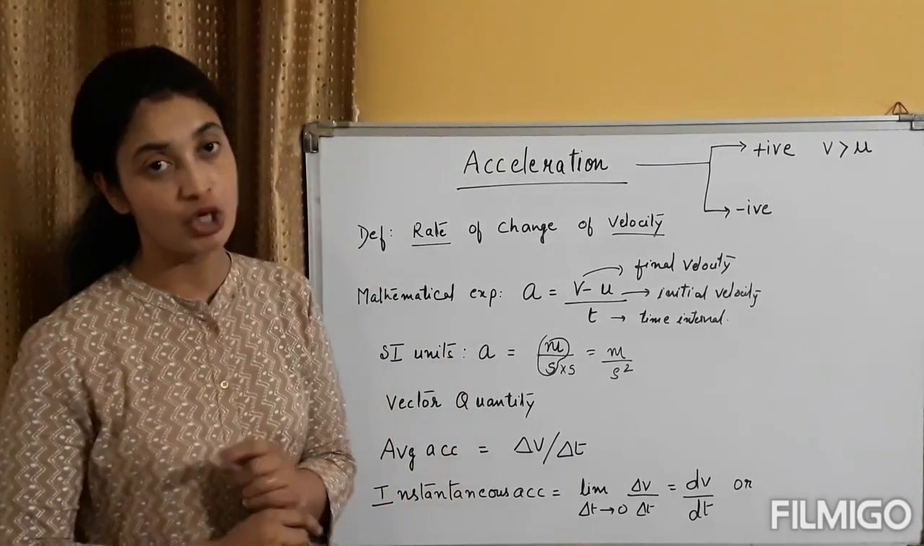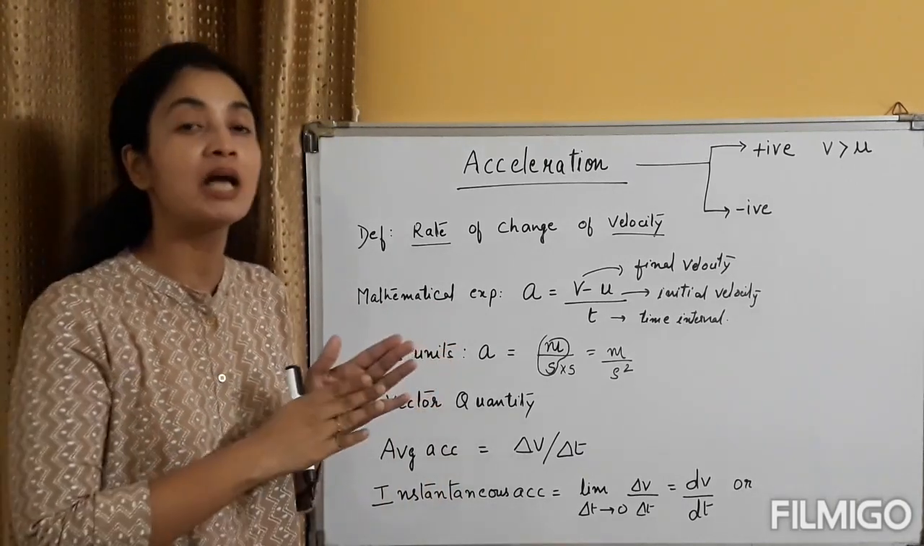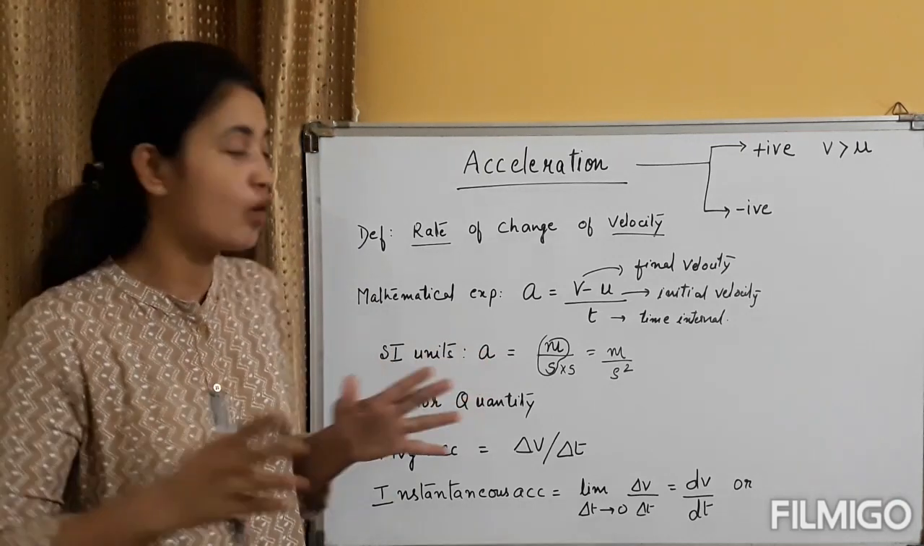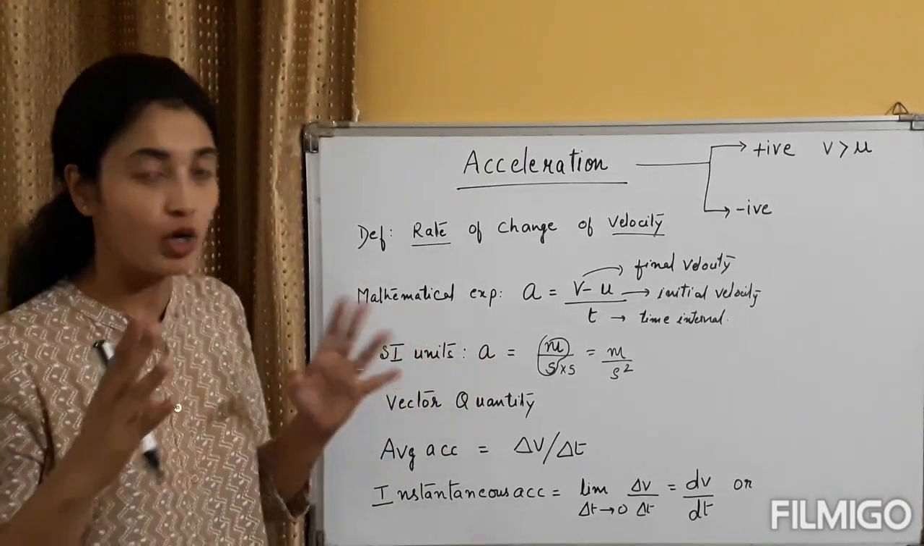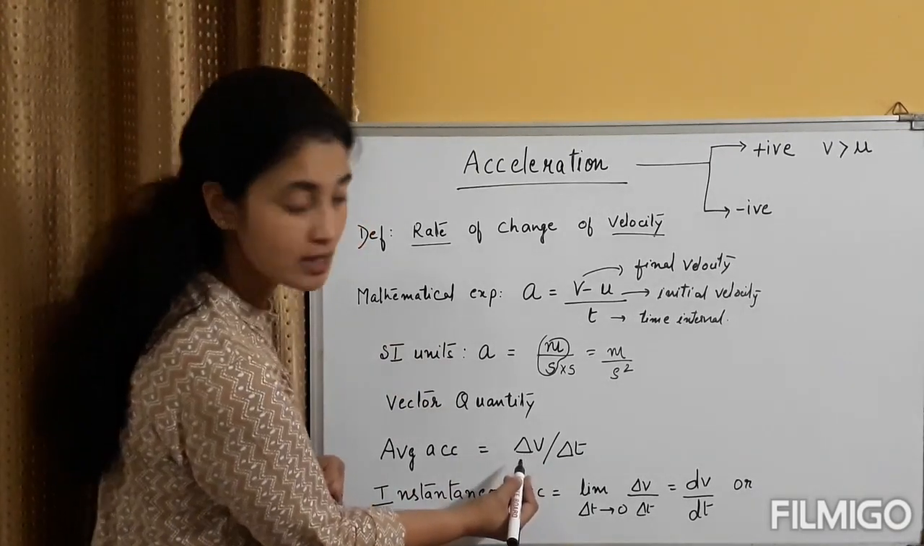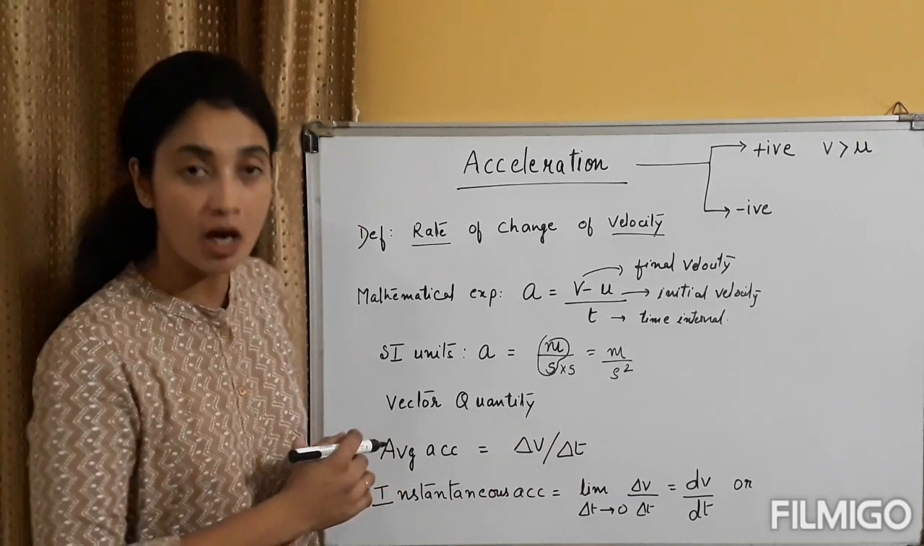Average acceleration over a complete duration. Sometimes the velocity increases, sometimes the velocity decreases. Overall, over the whole span, what is the change? Average acceleration is change in velocity upon the time interval.